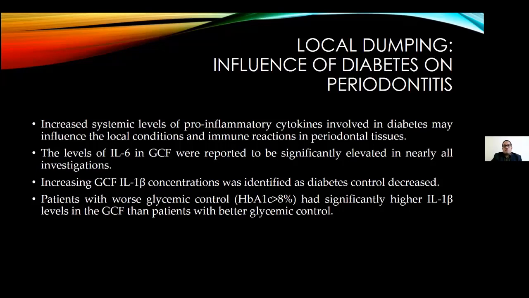Again, taking into account the evidence as to whether there is so-called local dumping, the levels of interleukin 6 and interleukin 1 beta have been found to be increased in GCF. And also, when there have been comparative assessments between groups of patients with poor glycemic control and better glycemic control, it's been found that the GCF levels of interleukin 1 beta are usually higher in people with poor glycemic control.